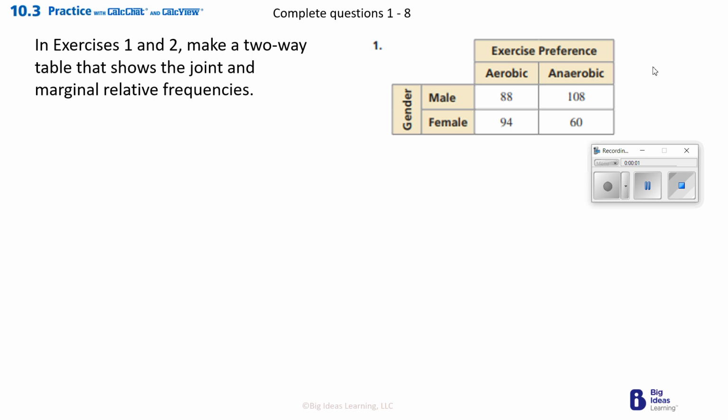Algebra class, let's knock this out. In exercises 1 and 2, it says make a two-way table that shows the joint and marginal frequencies. So for the joint frequency, I'm going to add all of these up, and that's going to come up to 350. Then I'm going to divide each one of these by 350 to get my answers.